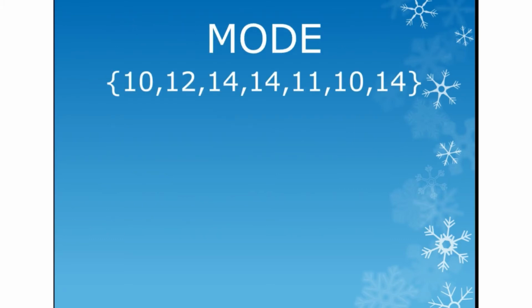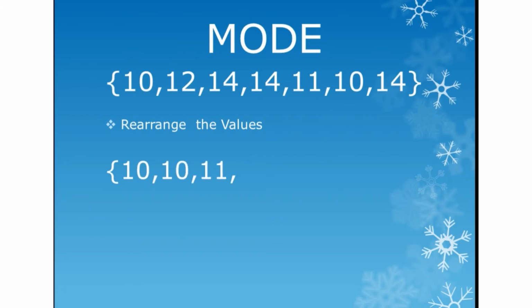Let's try the next one. So we have our data set. The first thing we need to do is to rearrange the values. So now we'll get 10, 10, 11, 12, 14, 14, and 14.